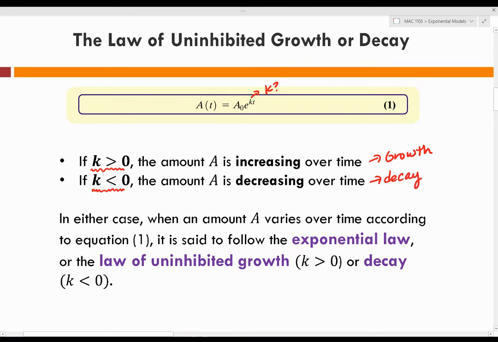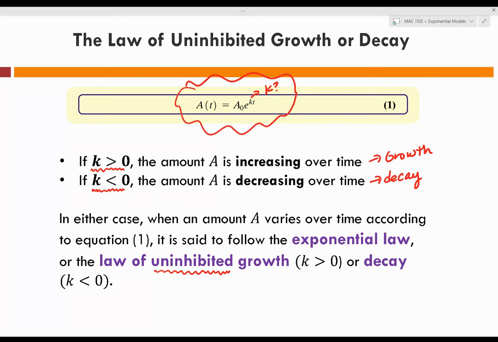Sometimes, in either case, when an amount A varies over time according to equation 1, which is this, it is said to follow the exponential law or the law of uninhibited growth or decay. Uninhibited, if you have never heard that before, means without borders, without boundaries. It just continues on without anything stopping it. We use these models a lot to explain how something is growing or decaying.